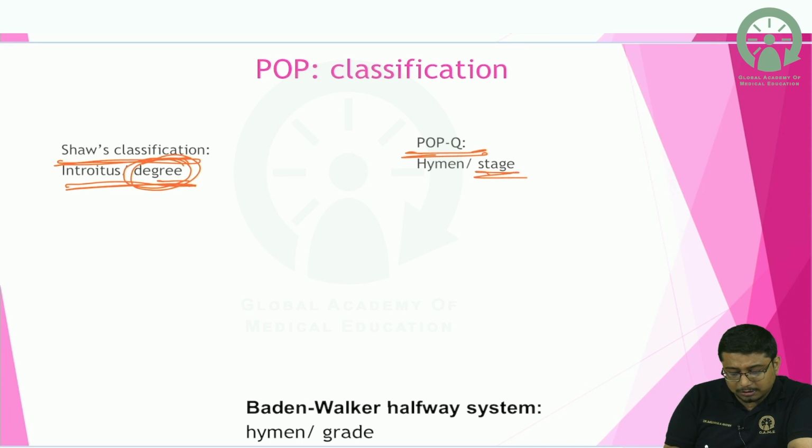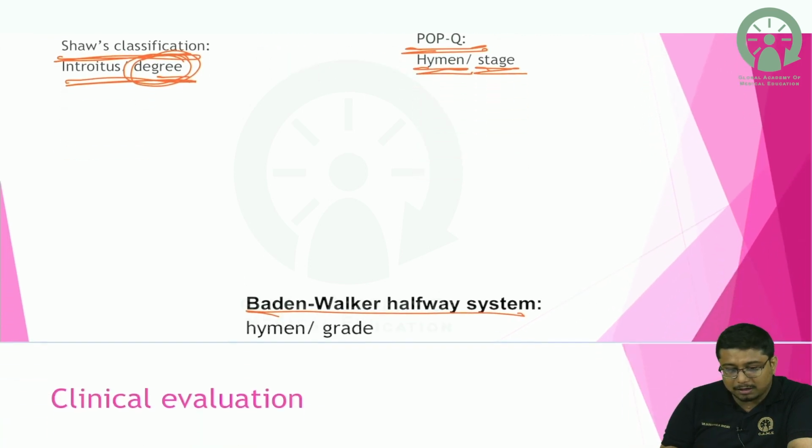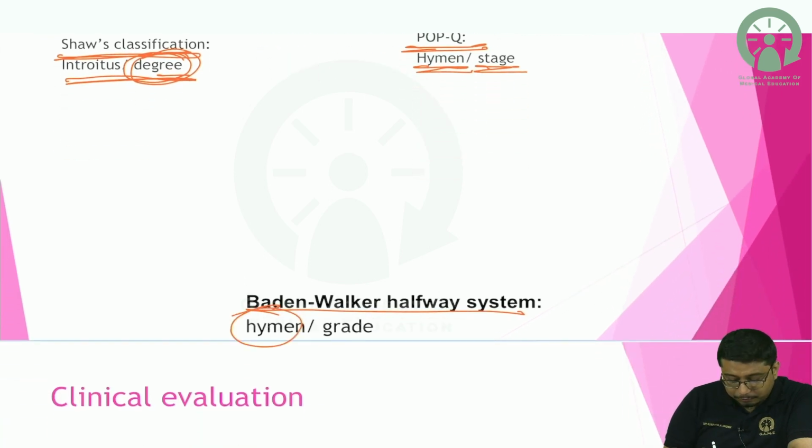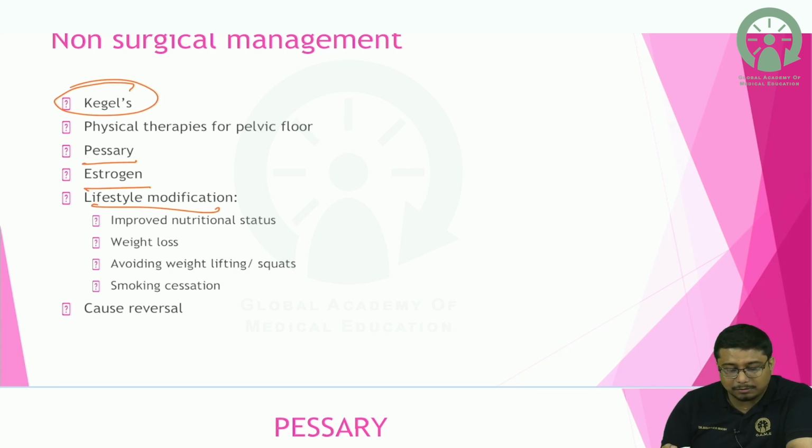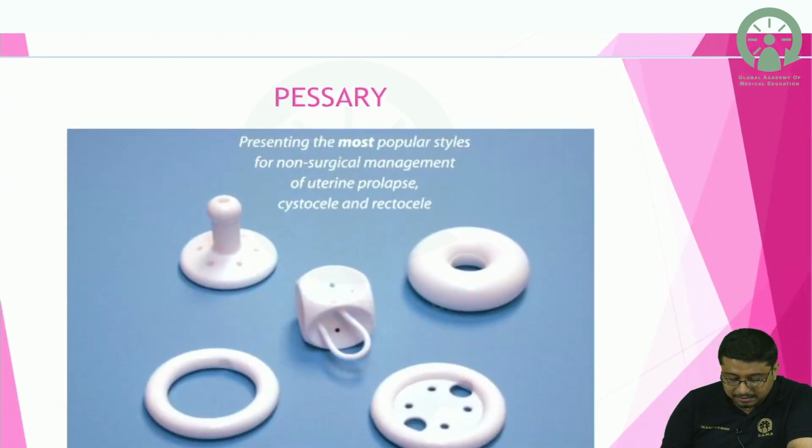The POPQ classification talks about stage, not degree, and the reference point is the hymen. There is another system called the Baden-Walker halfway system where the hymen is the reference point and it is described in grade. So degree, stage, grade. At least remember these. So what are the non-surgical management options? Kegel's exercise, that is pelvic floor exercise. Then there are pessaries, estrogen supplementation, lifestyle modification, and finally surgical corrections.